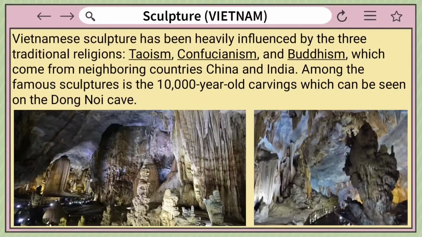Now let's go to the sculpture of Vietnam. Vietnamese sculpture has been heavily influenced by the three traditional religions, Taoism, Confucianism, and Buddhism, which come from neighboring countries, China and India. Among the famous sculptures is the 10,000-year-old carvings which can be seen on the Dong Noi cave.